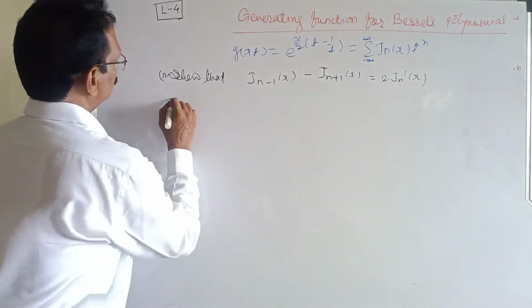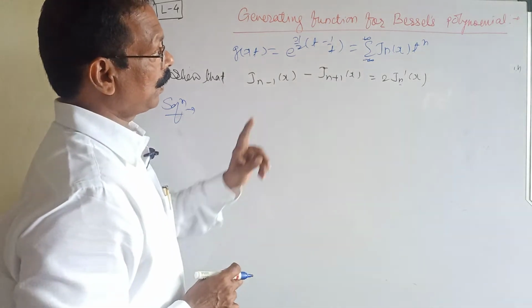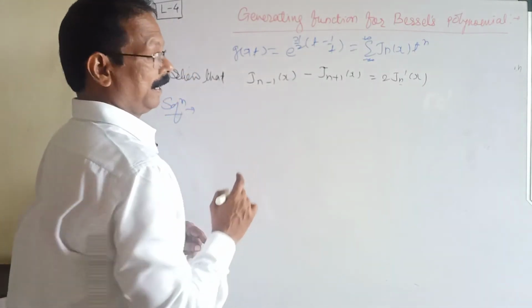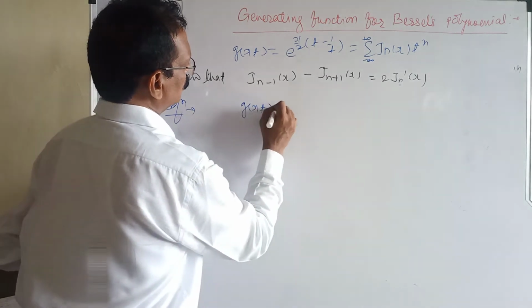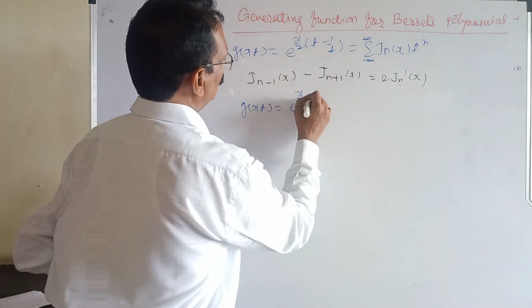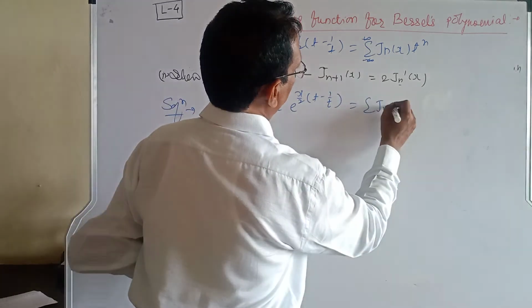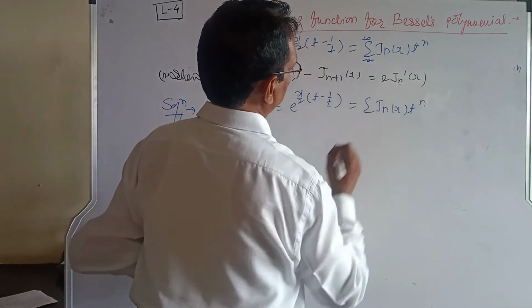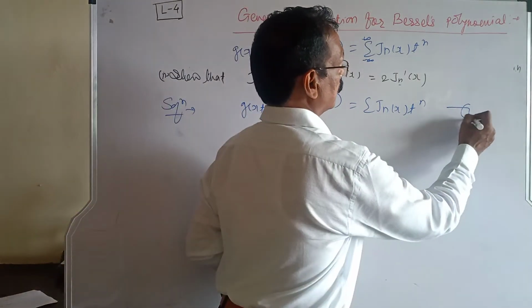So, the solution. We know the generating function for Bessel's polynomial: g(x, t) = e^{(x/2)(t - 1/t)} = summation of J_n(x) t^n. So this is the generating function for Bessel's polynomial. Suppose it is equation number 1.